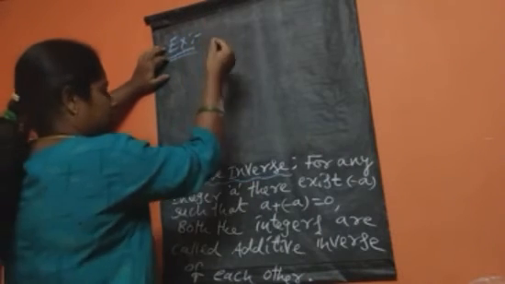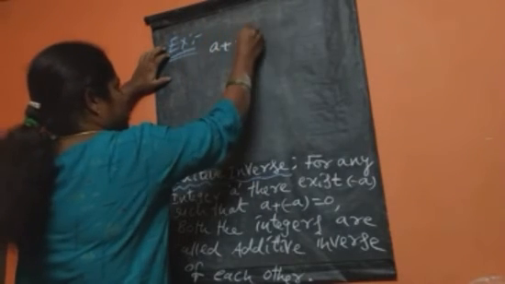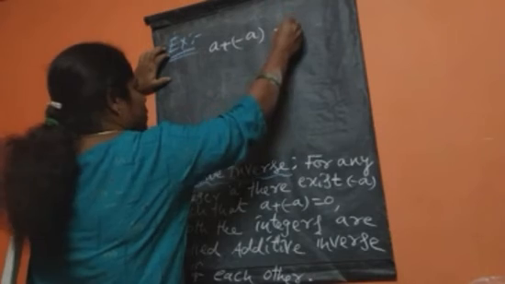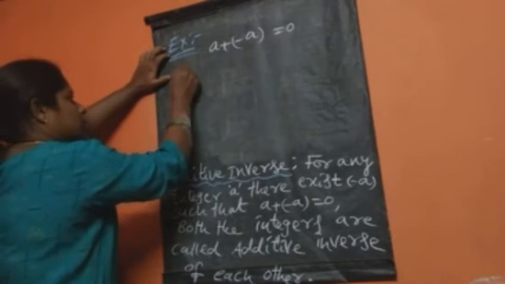So what is additive inverse? So a plus of minus a becomes 0. That is how it should come for us. So for that, let us take 1.